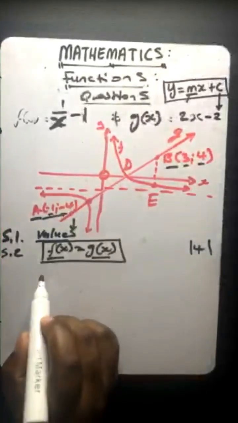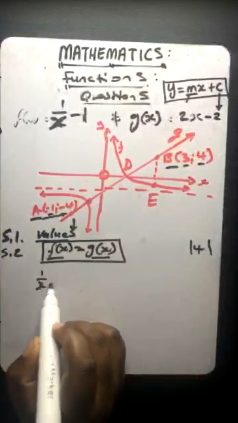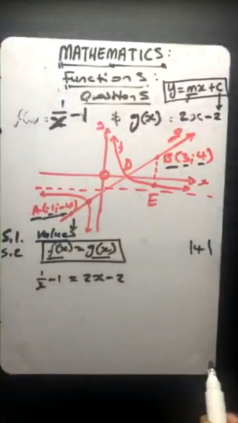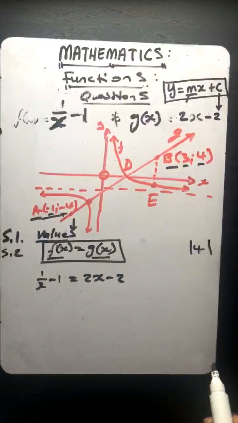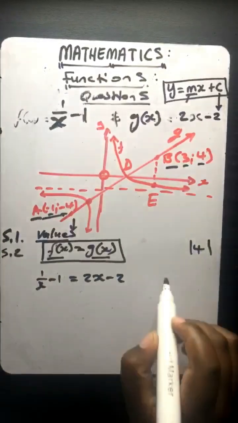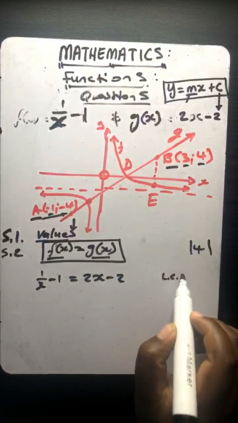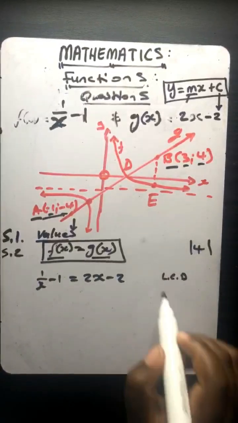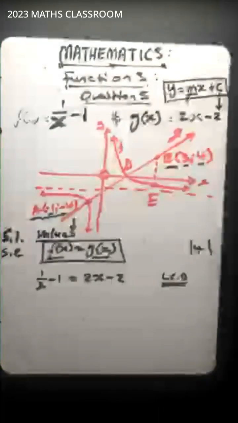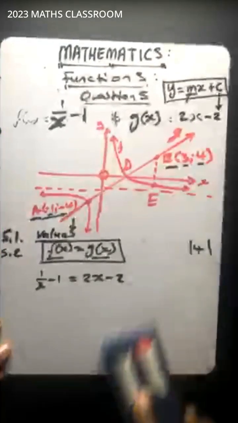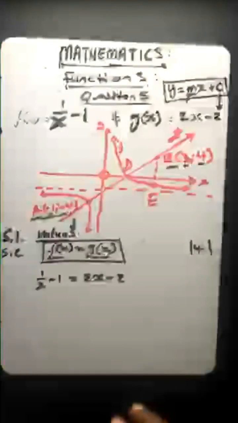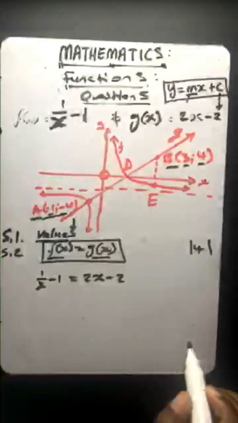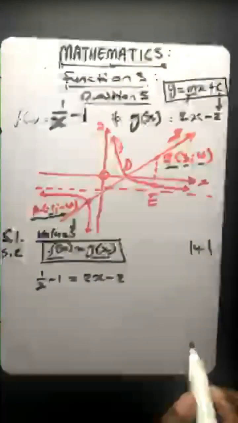What is f of x? Is it not 1 over x minus 1? Then you just equate it to 2x minus 2. That's it. This is where you will need the lowest common denominator, grade 10 stuff. If you don't know about the lowest common denominator, then you are in trouble. You may be in grade 12 and say you want to do grade 12 stuff, but this is where you are in trouble.